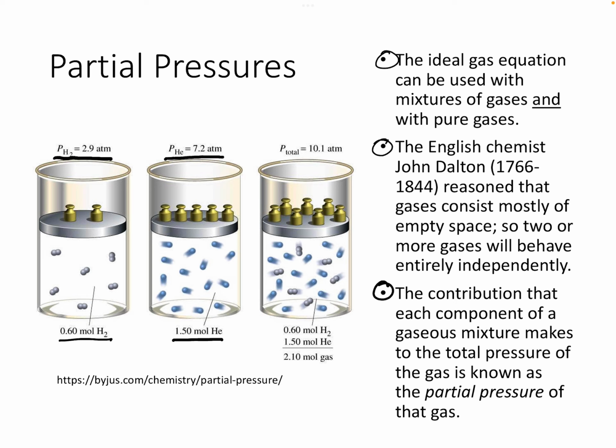What we can do to figure out the total pressure of the mixture is just add 2.9 atmospheres and 7.2 atmospheres, and that will give us a total of 10.1 atmospheres for the mixture. So it doesn't matter that we have a mixture of gases. Because they act independently of each other, we can just add the partial pressures together. So the partial pressure of hydrogen, the partial pressure of helium, and get the total pressure of our mixture.